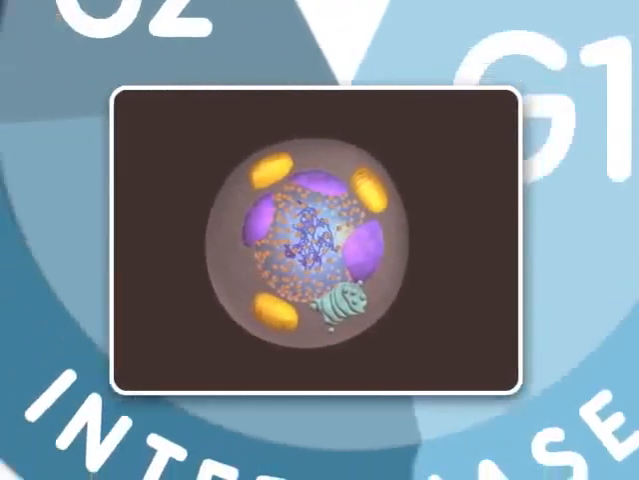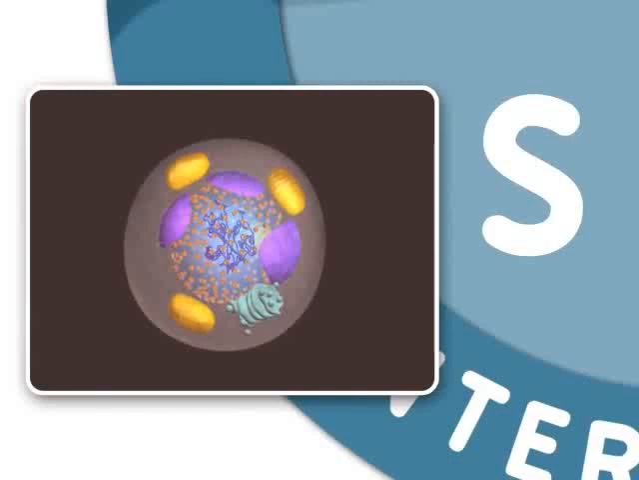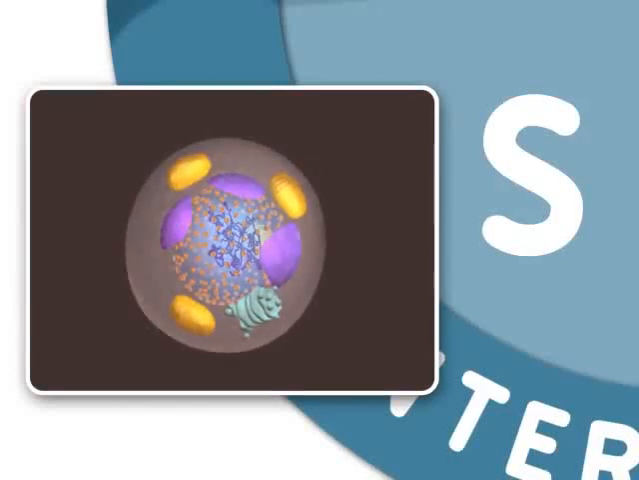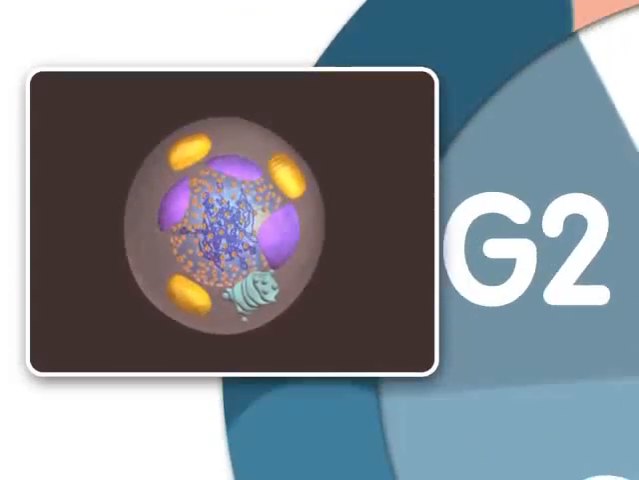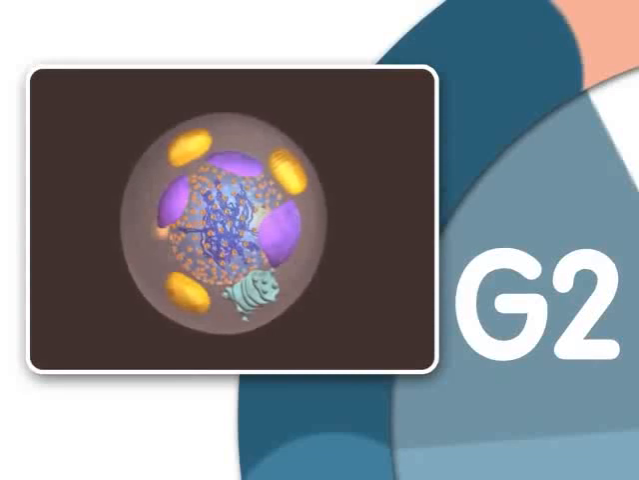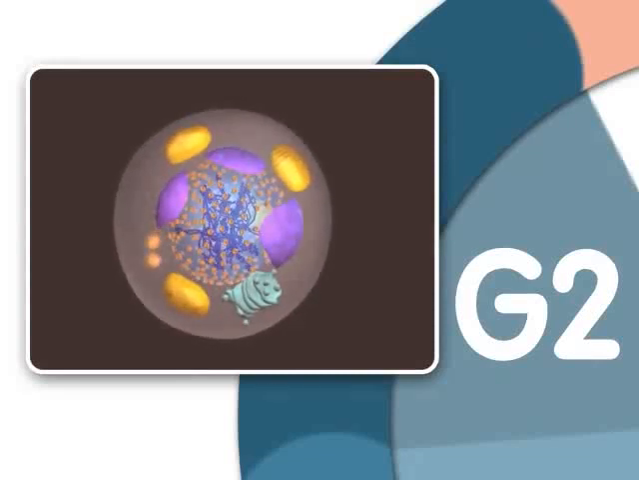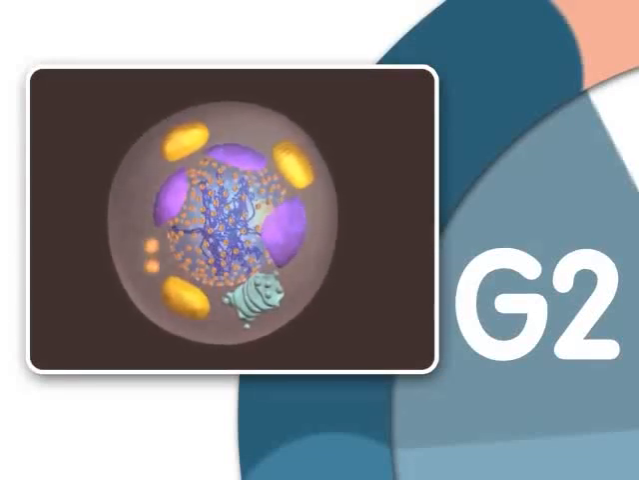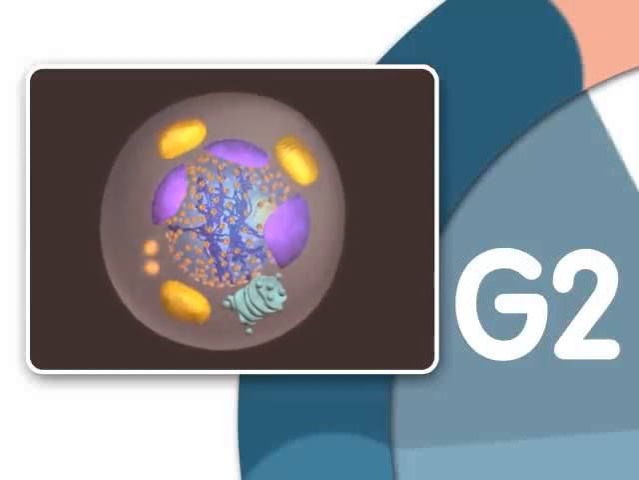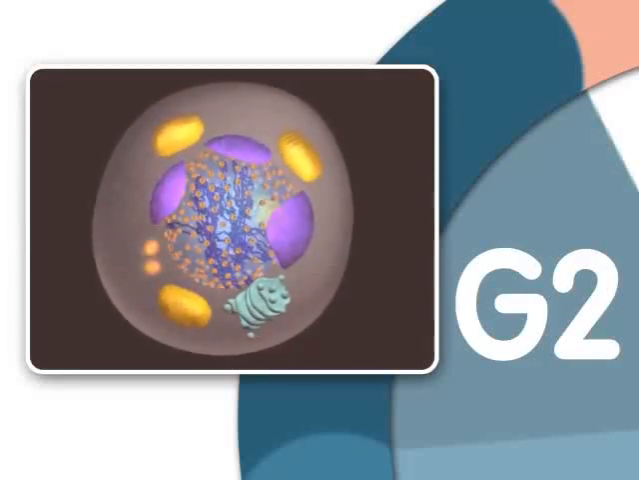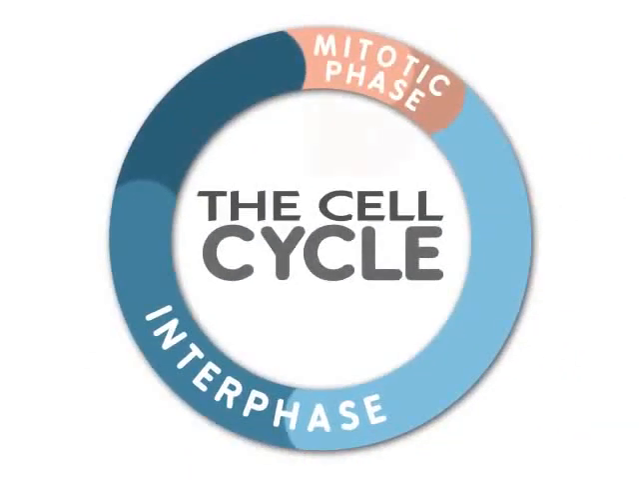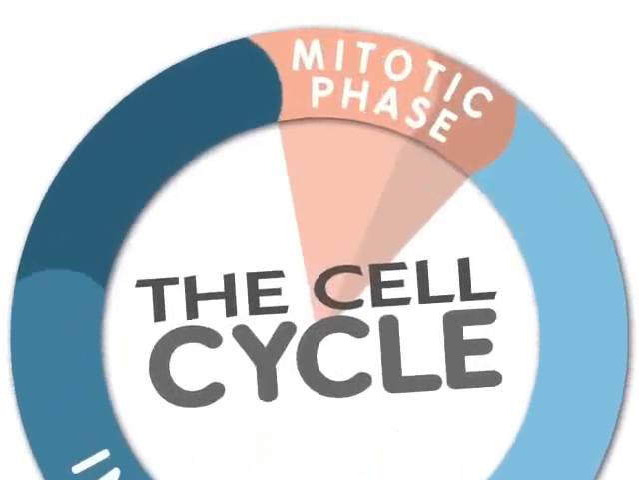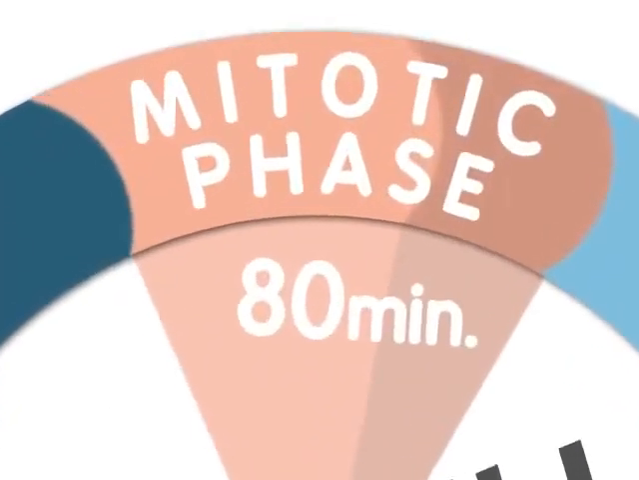Next is the S, or synthesis phase. This is an important stage because it is during the S phase that DNA in the nucleus is replicated. The cell next enters another growth stage called G2, or gap 2. It is during G2 that the cell finishes growing. Once the cell has duplicated DNA in the nucleus and two centrosomes have appeared in the cytoplasm, mitosis can begin. For a typical eukaryotic cell, this will last about 80 minutes.